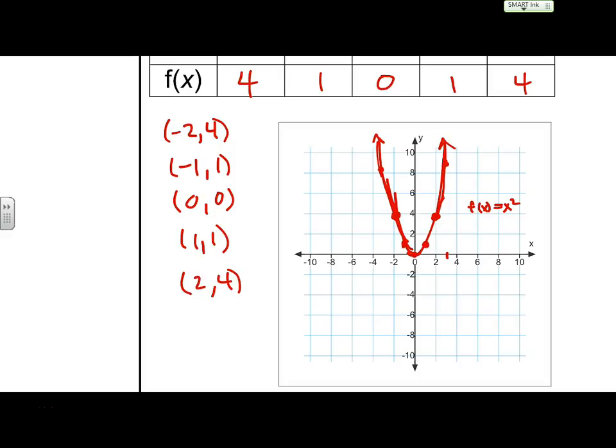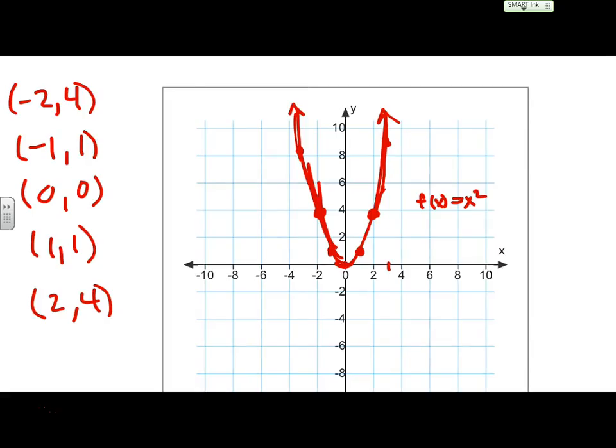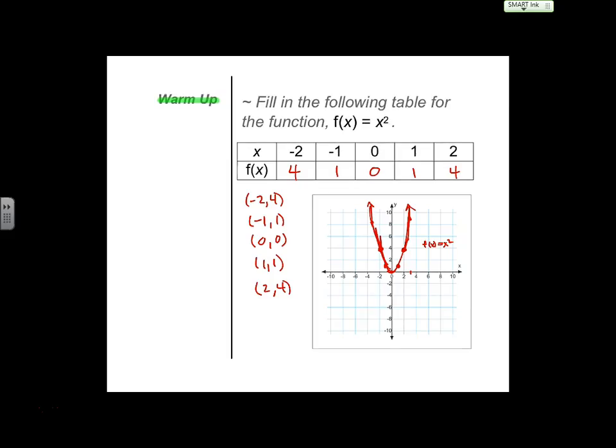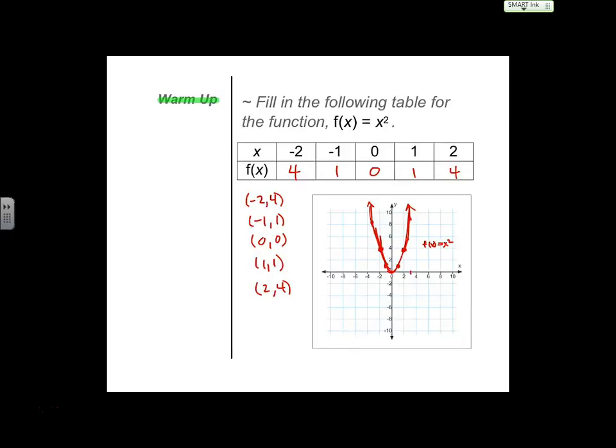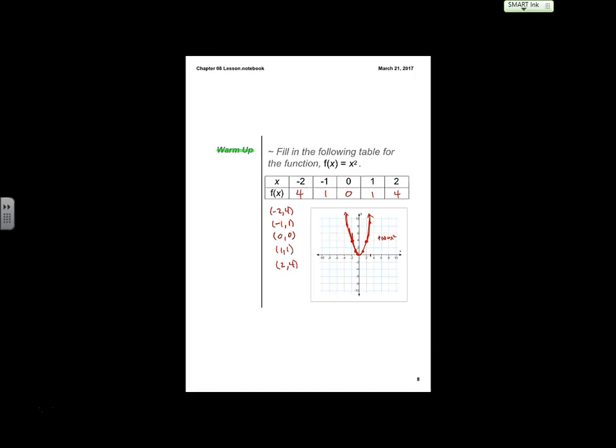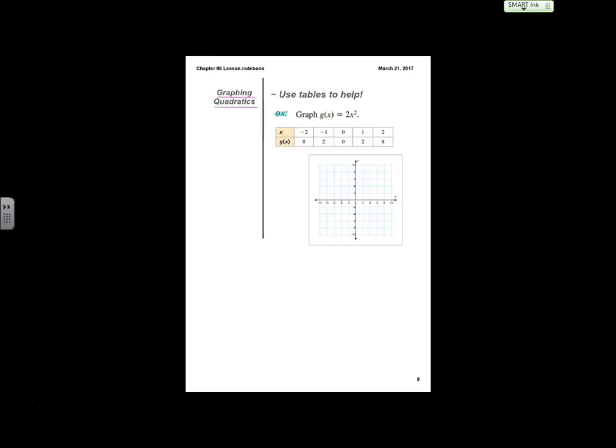This is the basic parabolic graph of x squared. How did we find it? What did we do? Plugged into a table. And where did the -2, -1, 0, 1, 2 come from? I gave it to you. Now, are things going to get maybe a little more complicated? Possibly, but not too bad.